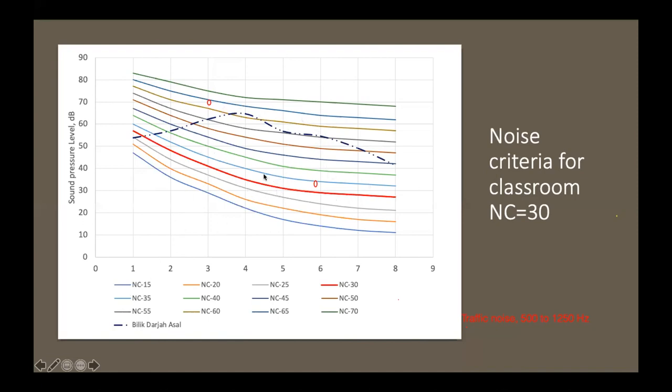So the solution is, you need to replace the aircon. The aircon is noisy. So when we buy the aircon, please check the NC of the aircon. It must be 30. Maybe before this you didn't know, now you know that aircon also has an NC rating of 30. Please check that. So for the construction of the building, especially for the classroom, make sure the NC installed must be 30.